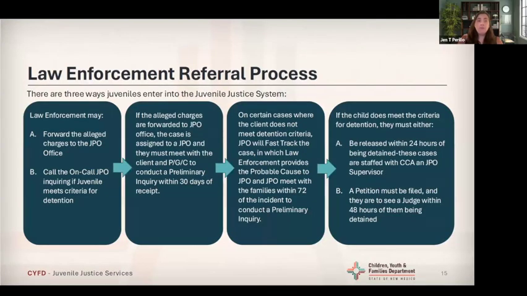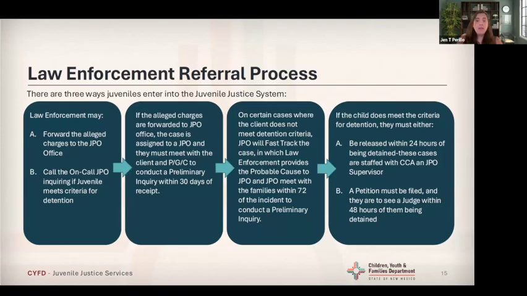Law enforcement referrals are forwarded to the juvenile probation office, and the juvenile probation officer will decide whether or not that individual meets criteria for detention. If the alleged charges are forwarded to the juvenile probation office, the case is assigned to a juvenile probation officer, and they will meet with the client and their family to conduct a preliminary inquiry within 30 days. If they do not meet detention criteria, these cases can sometimes be fast-tracked, in which case they have to do that preliminary inquiry within 72 hours.